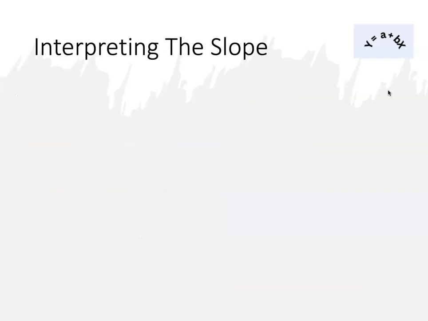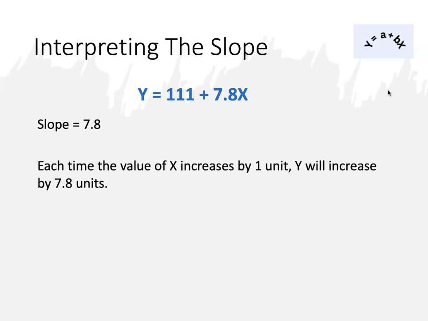So let's go to some interpretations. For the slope, the slope is b equal to 7.8. How do we interpret that? We are saying each time the value of x increases by 1 unit, y is going to increase by 7.8. So watch this. If x is equal to 1, then y is equal to 111 plus 7.8 times 1. So that's 111 plus 7.8, which is what?